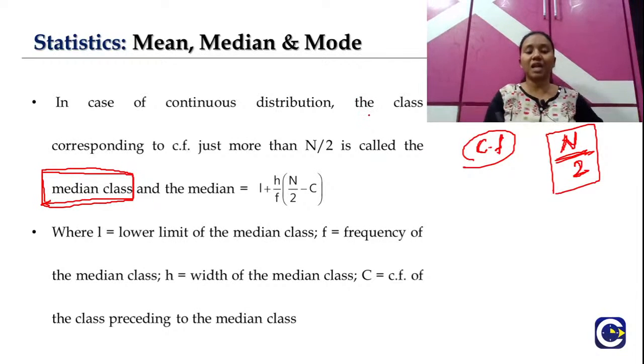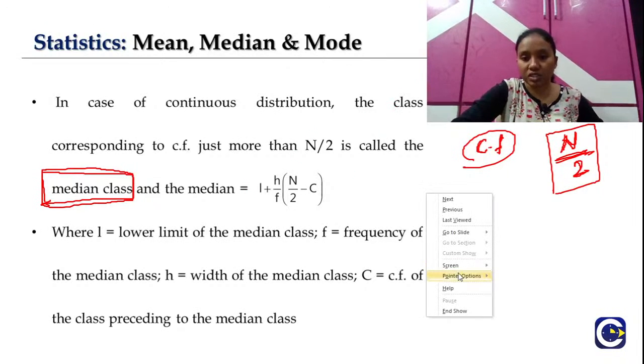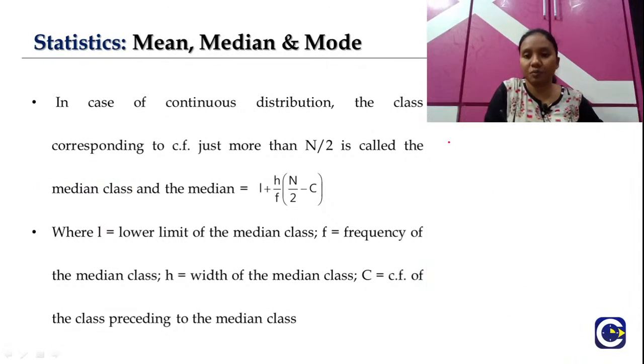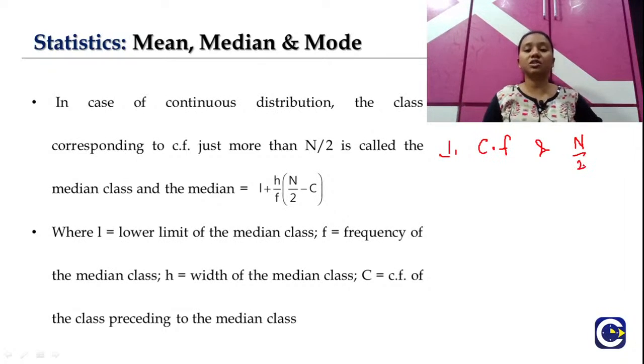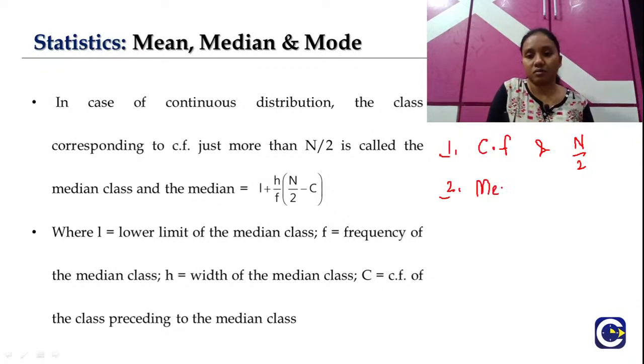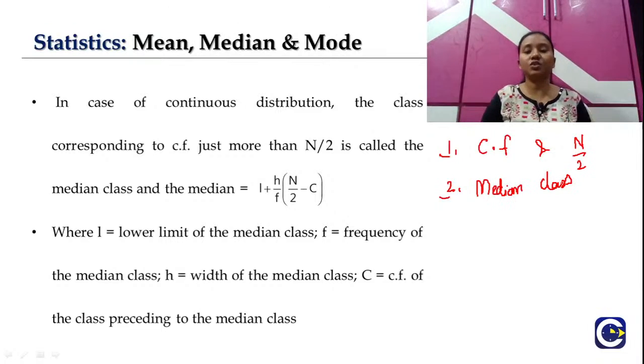Right. And we have to find the cumulative frequency. The median class will be a class, because in a continuous distribution the data is given in terms of intervals, which means in terms of some classes. So let me write down the steps here. First step will be figuring out the cumulative frequency and finding the n by 2 value. Why do we require these two steps? In order to find the median class. Using the cumulative frequency and n by 2 value, we are going to find the median class here.